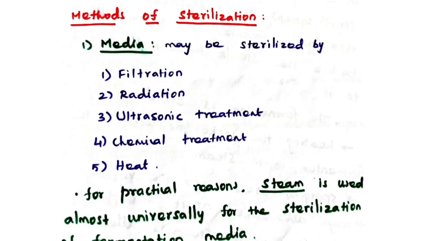Media is nothing but your nutrient which is used to grow your specific microorganism in your fermentation process. Okay, so this media may be sterilized by different methods such as filtration, radiation, ultrasonic treatment, chemical treatment, then heat. Okay, so in these five methods, for practical reasons, steam is used almost universally. Steam is nothing but your moist heat. Okay, so heat is generally used for sterilization of your fermentation media.